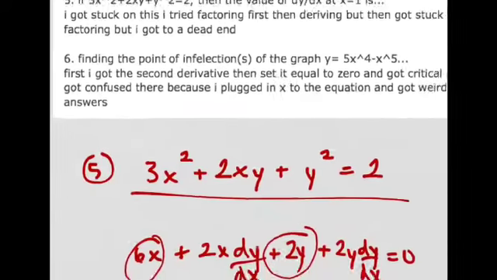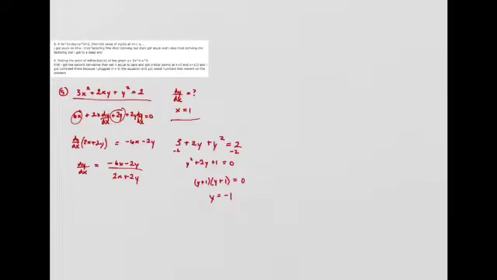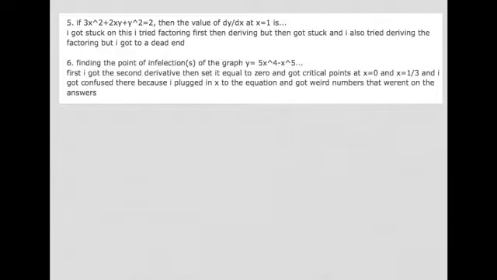Let's look at this number 6. Find the point or points of inflection of the graph. I think what you're saying is y equals 5x to the 4th minus x to the 5th, and we're supposed to find the points of inflection. The points of inflection are when the second derivative changes sign, which means when concavity changes. So I have to figure out the second derivative and maybe do a sign chart. So that's what I'm going to do.